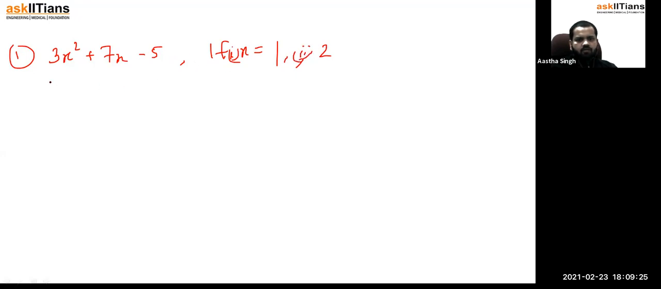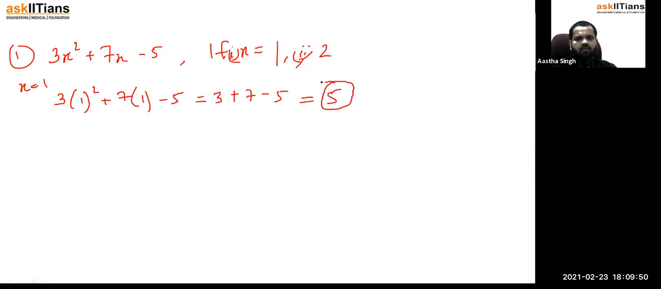So if x is equal to 1, just put the value of x into the expression: 3 times 1 square plus 7 times 1 minus 5. So 3 into 1 square will be 3. 7 into 1 is 7. Then 3 plus 7 is 10. 10 minus 5 is the answer 5. What if x is equal to 2?